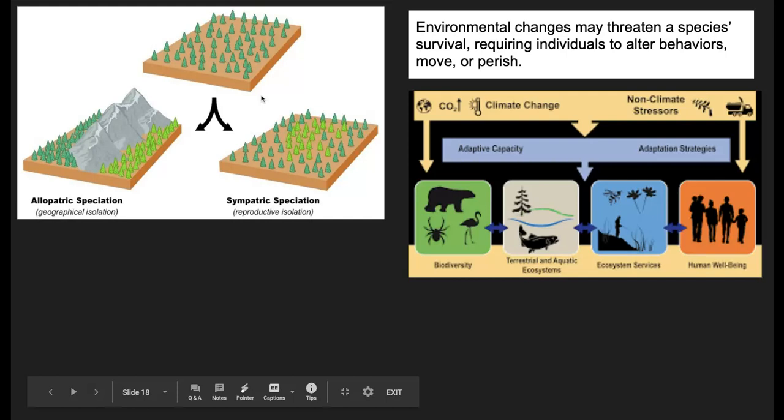So there are 2 types of speciation. We have allopatric and sympatric. There are 4 types, but we're only going to focus on 2 types. The allopatric speciation happens because of some geographical isolation that has formed, thus they become so different that they cannot interbreed anymore. Sympatric is without having any geographic isolation. For some reason, something happened here, like lack of nutrients in this area of the soil, or less sunlight, or more sunlight, or less water floating, whatever, that would allow sympatric speciation to happen. So the environmental changes might threaten the species survival, requiring individuals to alter behaviors, move, or perish. So we are altering them.